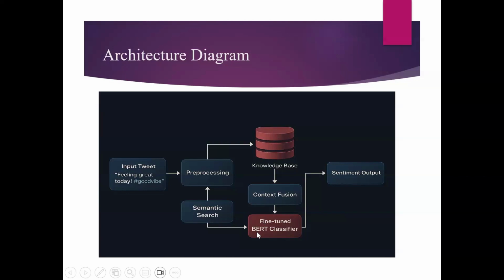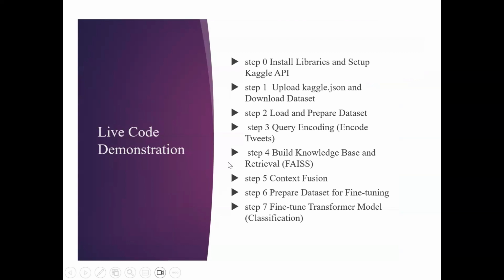After that context fusion, we are using the fine tuned BERT classifier to classify whether the sentence is a neutral sentence, a positive sentence, or a negative sentence. Then we are predicting the output accordingly, based on what we received from the model. So for the live code demonstration, we are using these 8 steps, including step 0.